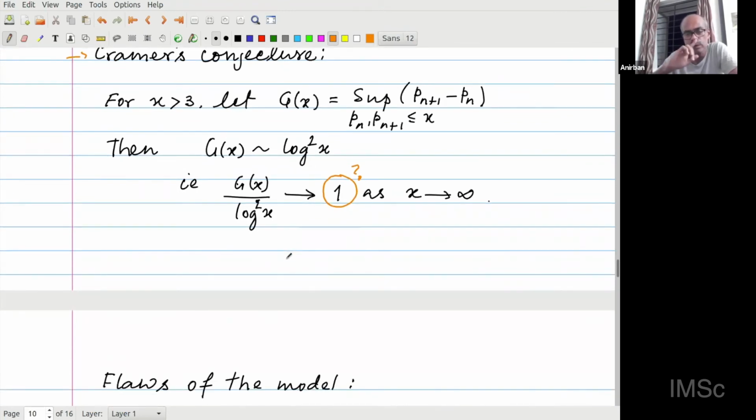Now, the takeaway point from here is that the largest expected gap between primes up to x is about log square of x. So that's the takeaway from this point. And I go to a result which supports that.